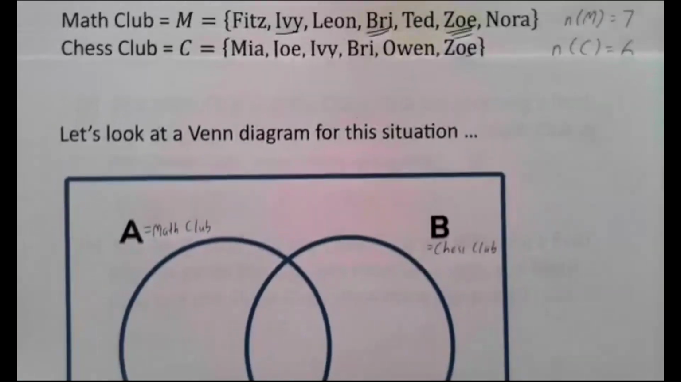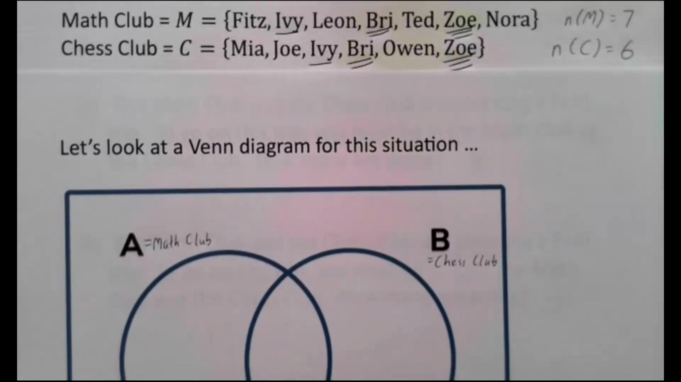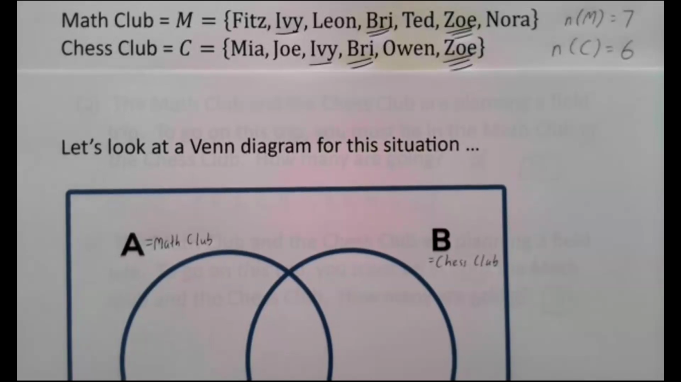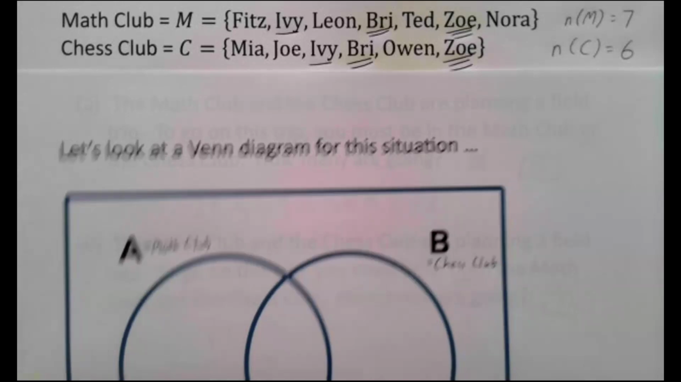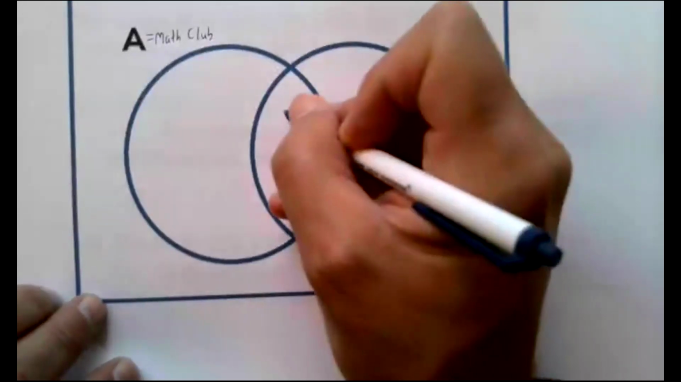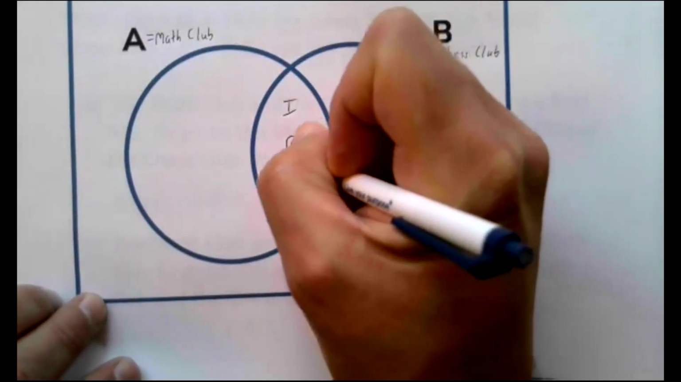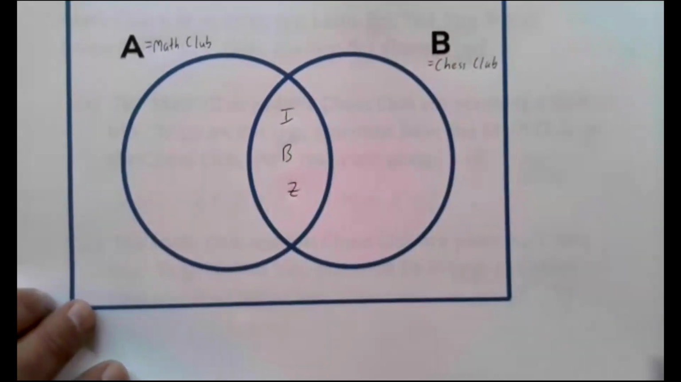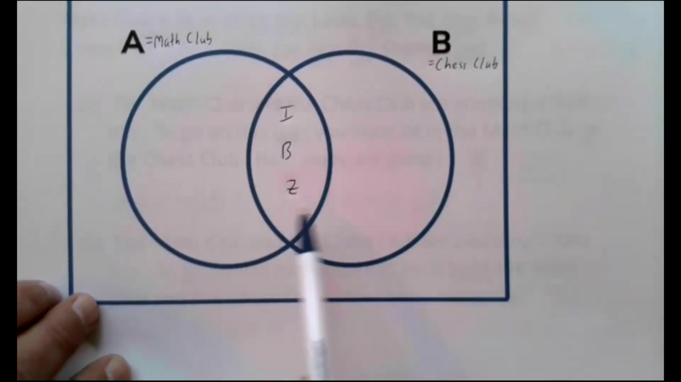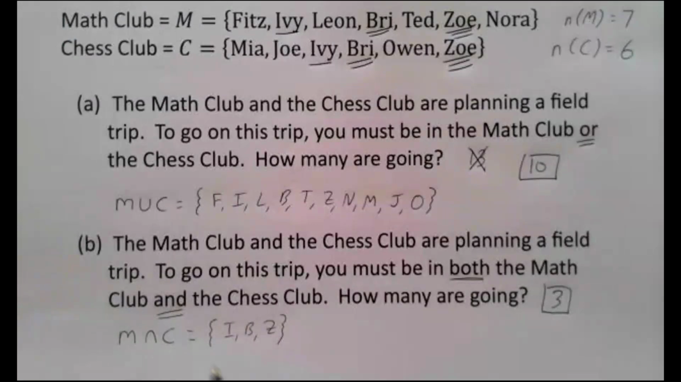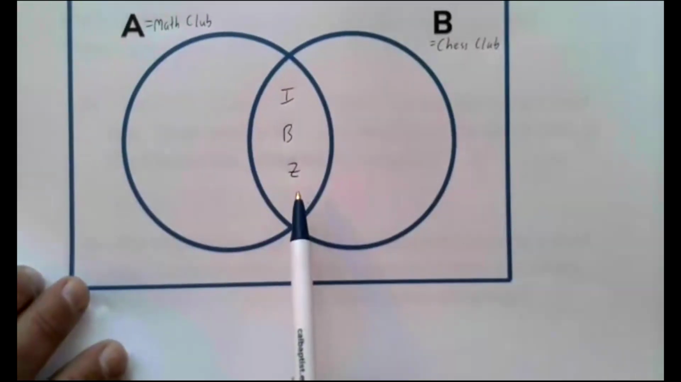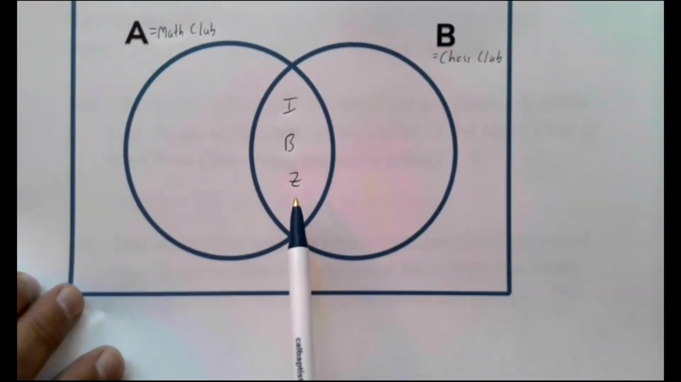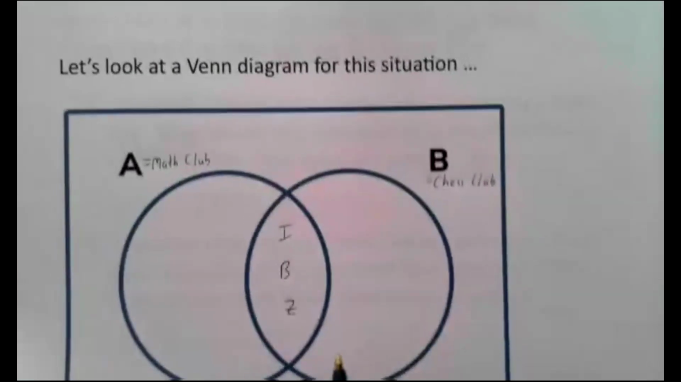Well, let's start with the 3 people that are in both, right? Ivy, Bree, and Zoe are in both. So Ivy, Bree, and Zoe need to be in both circles at the same time. And so the only way to get them in both circles at the same time is to put them right there in the middle, right? This is where the circles overlap each other. I mean, that's what we were talking about down here. So the intersection of the two circles, the two sets, is that middle part where they overlap each other. That's where Ivy, Bree, and Zoe need to be put.